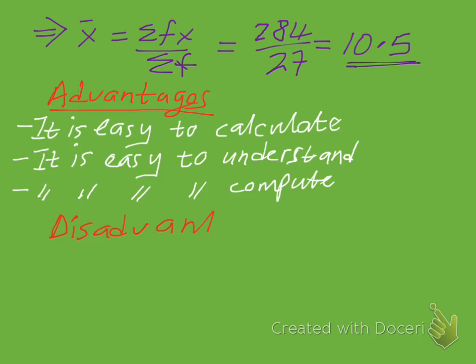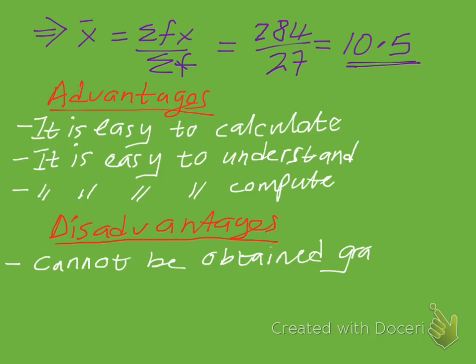The disadvantages of the mean. Although it has all its advantages, it has setbacks. First, it cannot be obtained graphically. The mean cannot be obtained from a graph drawn to show the relationship or the spread of a distribution. From there, the mean cannot be drawn from the graph.